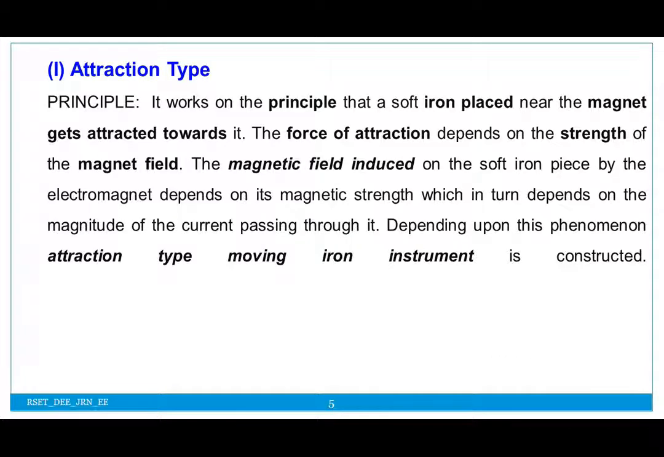Now it works upon the principle that a soft iron placed near the magnetic field gets attracted towards it. The force of attraction depends upon strength of the magnetic field. The magnetic field induced on the soft iron piece by the electromagnet depends upon the magnetic strength, which in turn depends upon the magnitude of the current passing through it. Depending upon this phenomenon, you are having attraction type moving iron instrument.